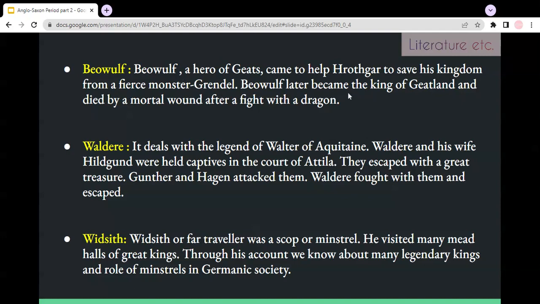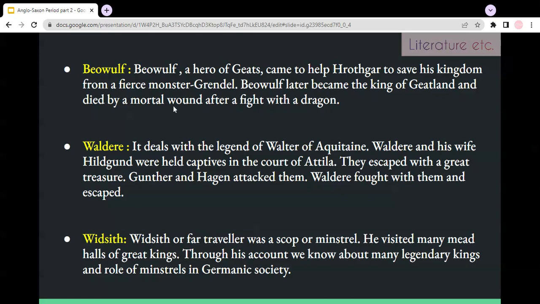Beowulf later became the king of Geatland, and he died from a mortal wound after a fight with a dragon. So he was engaged in a fight with a dragon and he got a wound. The dragon was slain by Beowulf, but he would succumb to his injury.